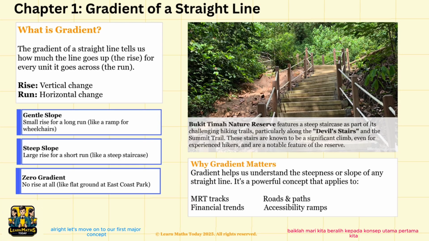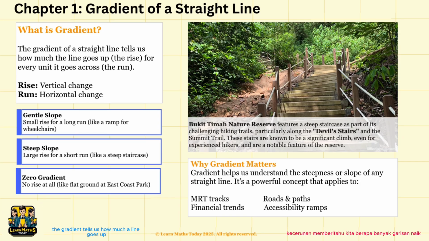Alright, let's move on to our first major concept in coordinate geometry, a concept that's all about steepness and direction: the gradient of a straight line. Think about climbing a hill or tackling a challenging set of stairs, like those famous, super steep ones you find at Bukit Timah Nature Reserve. Perhaps you've heard of the Devil's Stairs or the Summit Trail there. Some climbs are easy, almost flat, while others leave you breathless. The gradient is simply how we mathematically measure that steepness or slope of a line.